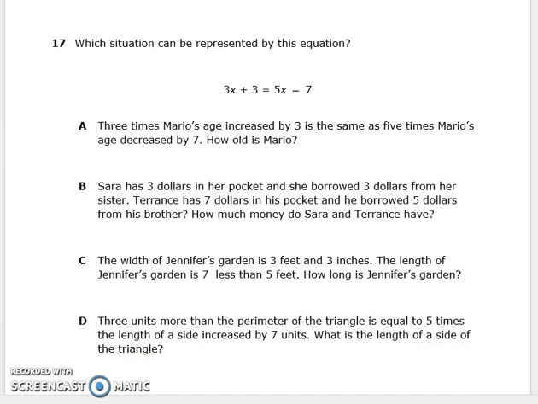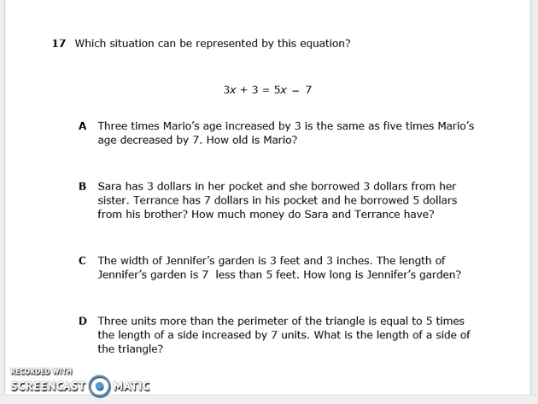Number 17. Which situation can be represented by this equation? A. 3 times Mario's age increased by 3 is the same as 5 times Mario's age decreased by 7. How old is Mario?